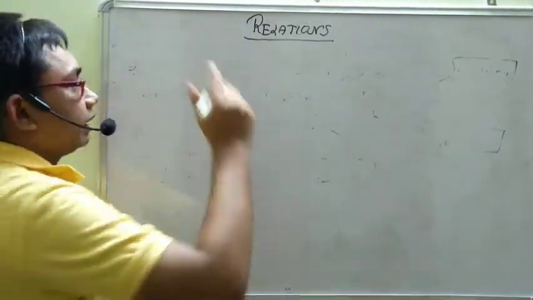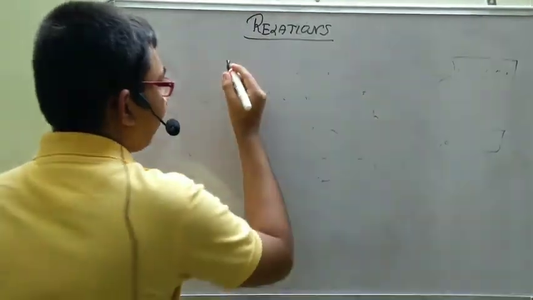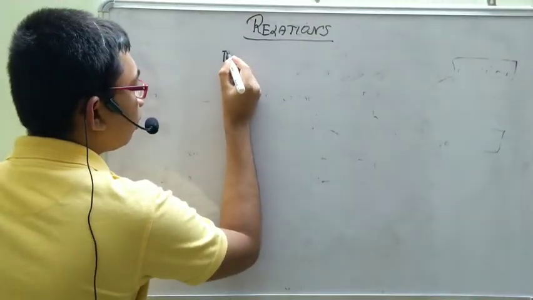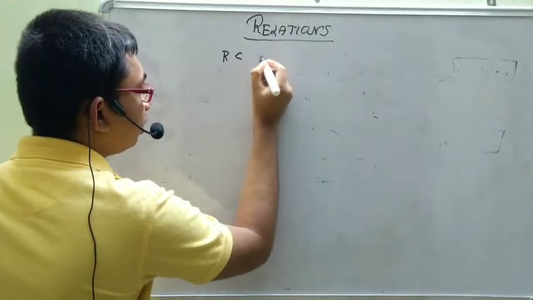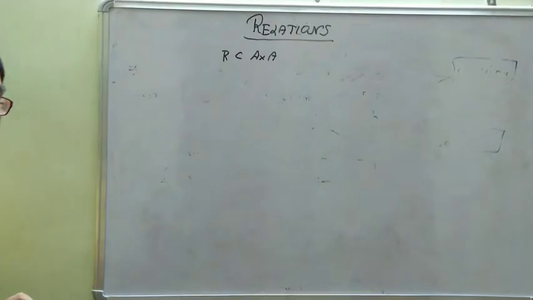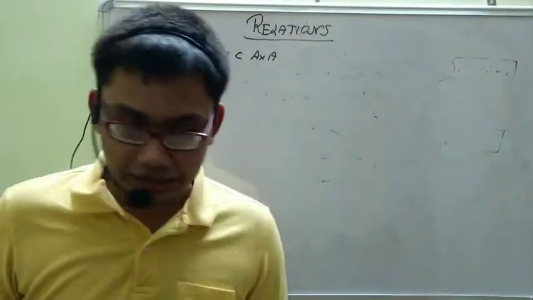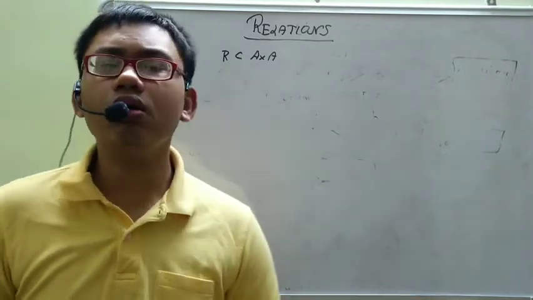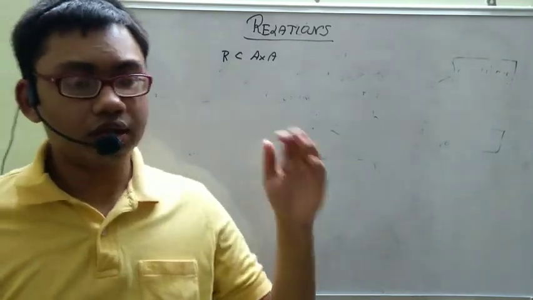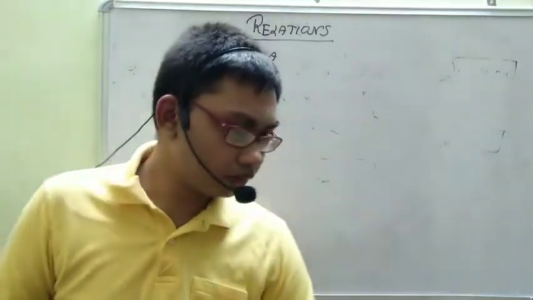First of all, let us start with the notation of R. R, or relation, is a subset of A cross A. Guys, do you remember? R is a subset of A cross A. Now, how do we define a relation? That is, A is related to B if some condition is satisfied. This is how we define a relation.